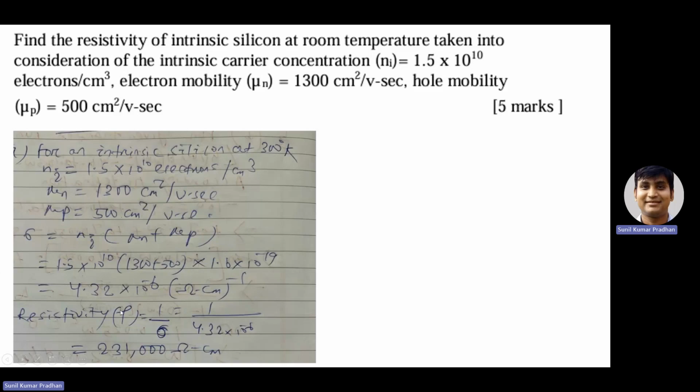Then what will be my resistivity? Resistivity is nothing but the reciprocal of your conductivity. So it is 1 divided by 4.32 into 10 to the minus 6. So it will come to be 231,000 ohm centimeter. So this is the resistivity of intrinsic silicon at room temperature as per the given data.